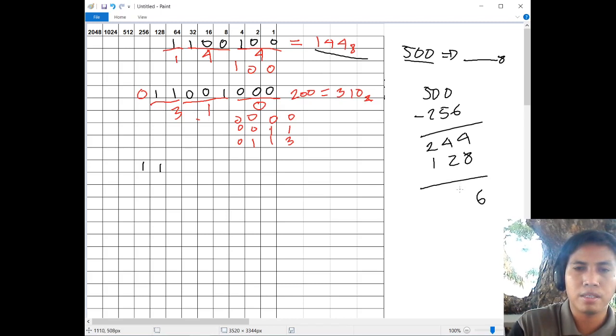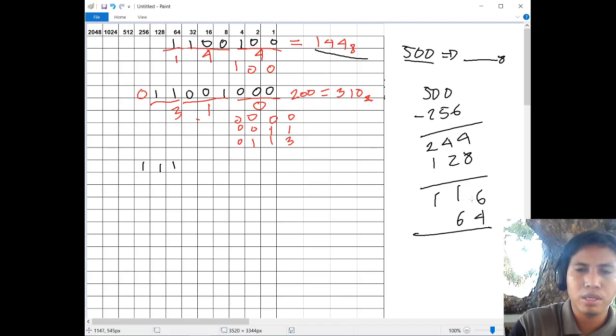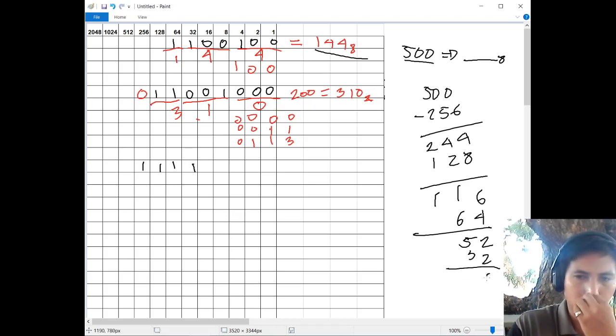This would be 1, and this would be 1. So 116. Then we have 64. So 116 minus 64, that is 52. This will become 5. So we still have 52. Then we have 32. So 52 minus 32, that would be equal to 20.